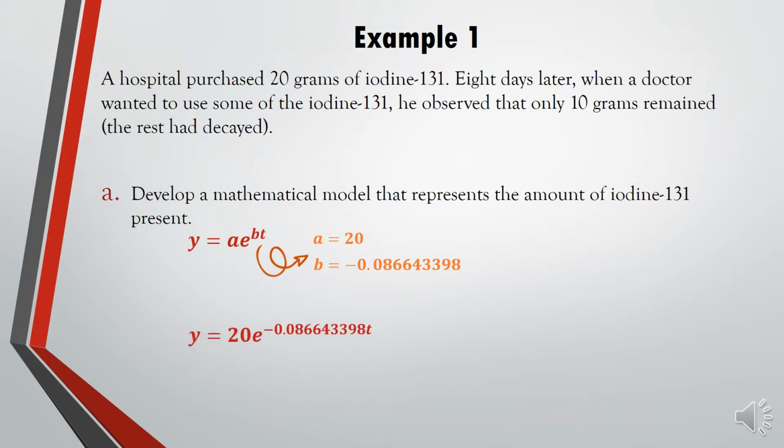And there you have it. y equals 20 times e raised to the negative 0.086643398 times t. That's your mathematical model. Now, the hospital can use this mathematical model to determine how long they would have to use up their iodine-131 before it's completely decayed. So they could plug in a different number of days. They could say, okay, how much is going to be left after 12 days, or how much is going to be left after 3 days? They could plug those values in for t, and this model would spit back out how much iodine-131 would be left over.